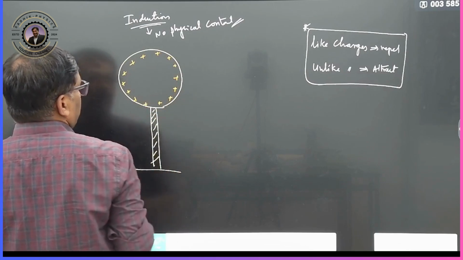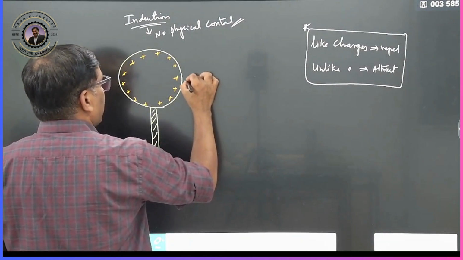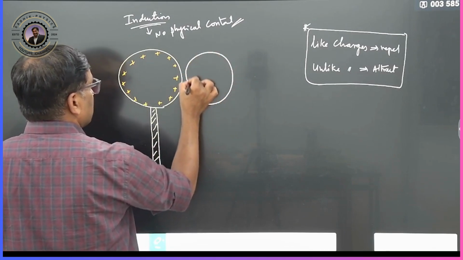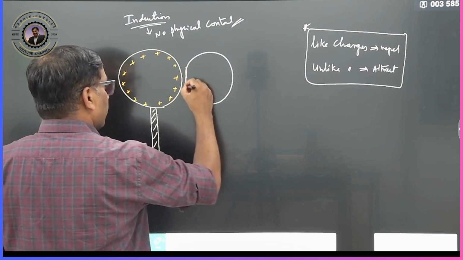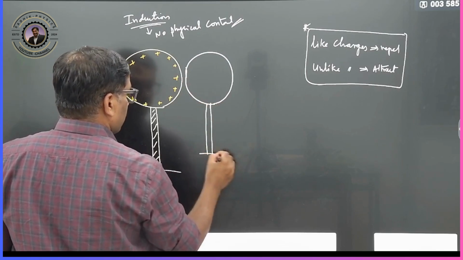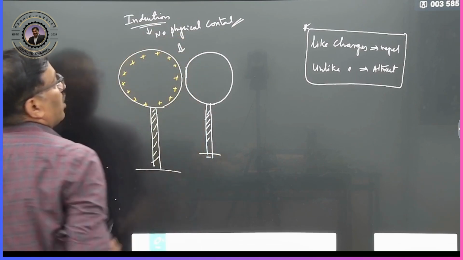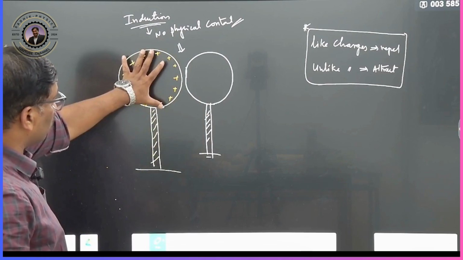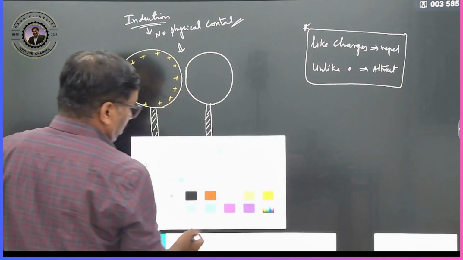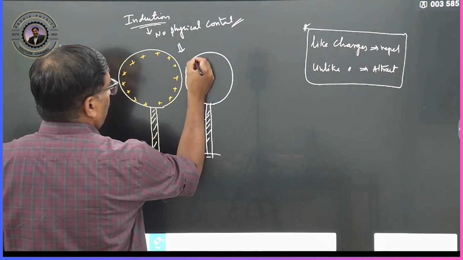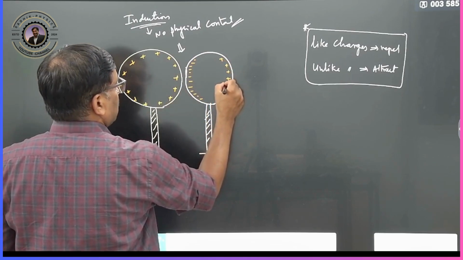So it is positively charged. Now I will take one more identical sphere, which is uncharged, a metallic sphere, and keep it very near to this one. There should not be any contact. These are positive charges, so it will try to attract the negative charges. When you keep it very near, all negative charges will come here and all positive charges will go away.